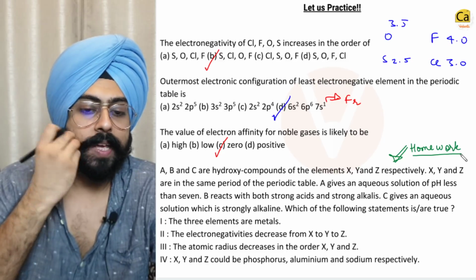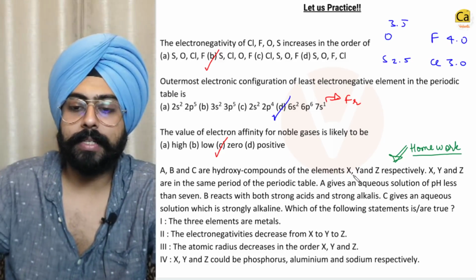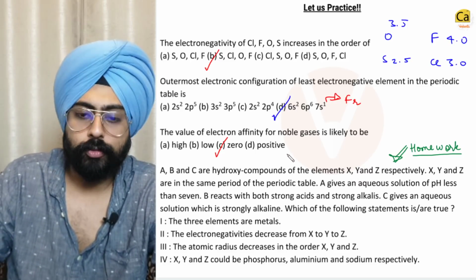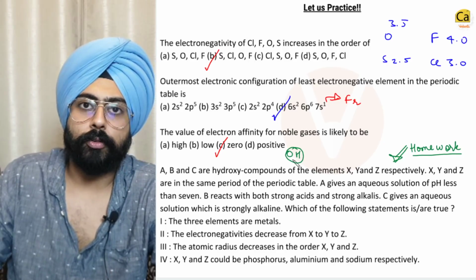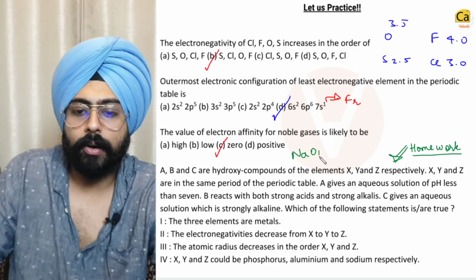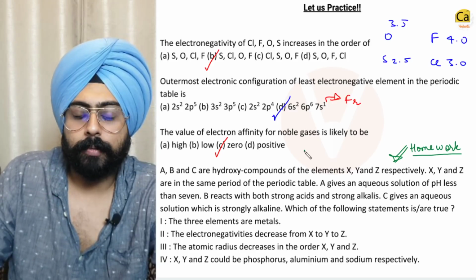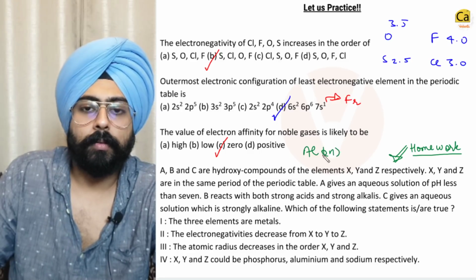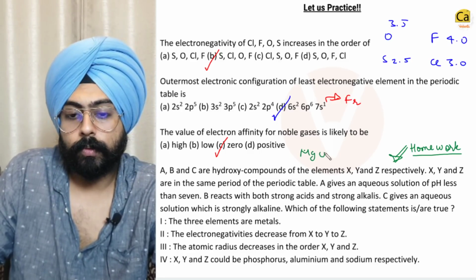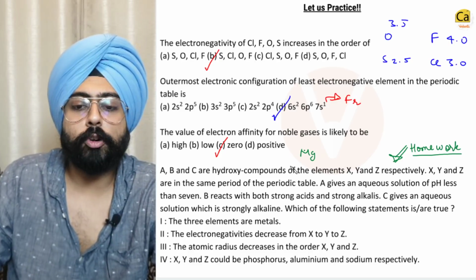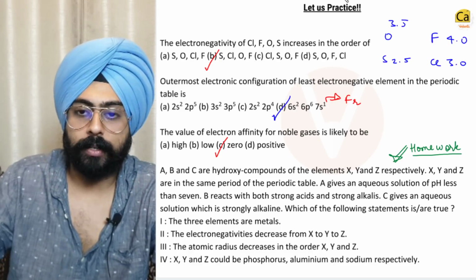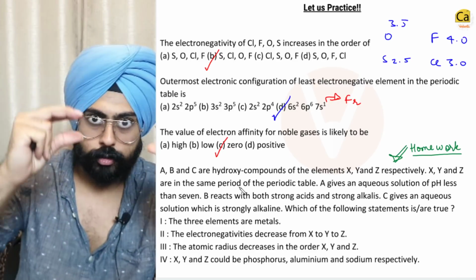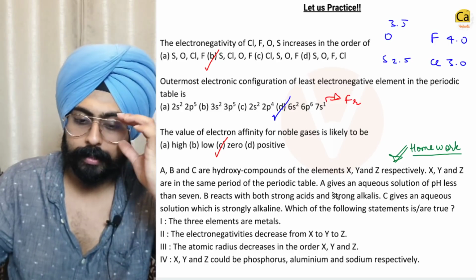Let's read it out. A, B and C are hydroxy compounds of the elements X, Y and Z respectively. Okay, so A, B and C are hydroxy compounds. So bole to OH compounds. Something like NaOH, maybe you have Al(OH)3, maybe you have Mg(OH)2. Yeah, such kind of compounds, hydroxy compounds of elements X, Y and Z respectively. X, Y and Z are in the same period of the periodic table. Okay, narrows our search down to just one period. Which period? We'll decide it later.